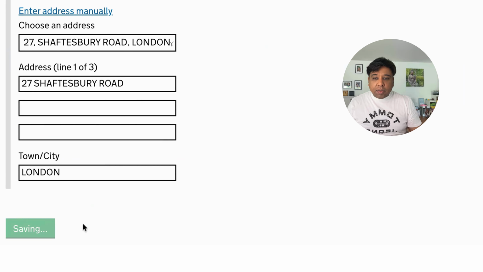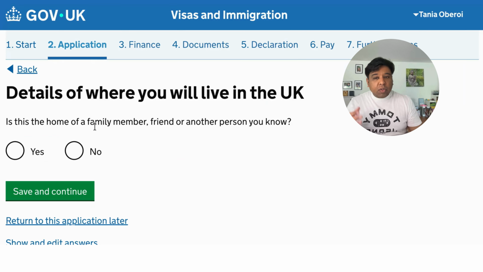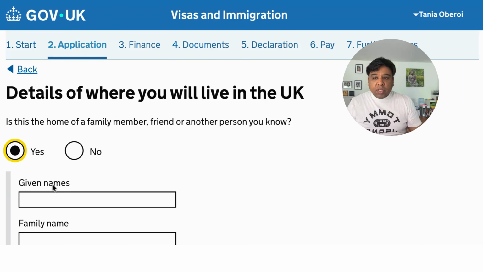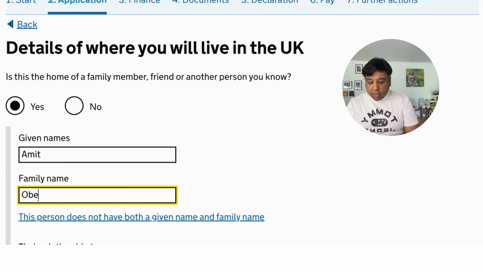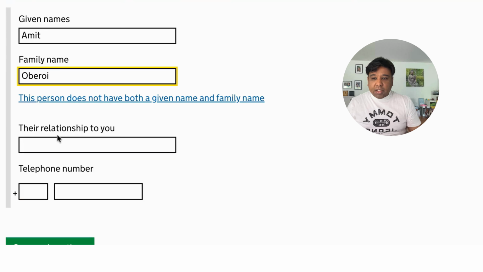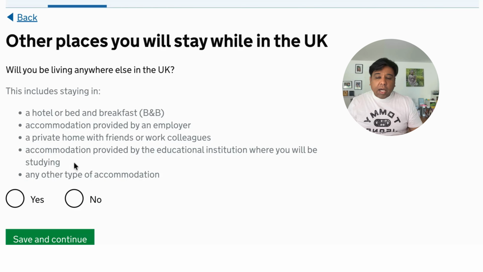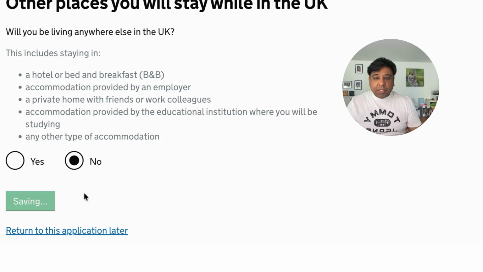Click save and continue. Is this the home of a family member? Usually your spouse's, so the answer is yes. You need to give the name. Amit Oberoi is the husband's name. Relationship is my husband. Are there other places that you'll be staying? The answer is no, because you'll be staying with your husband.